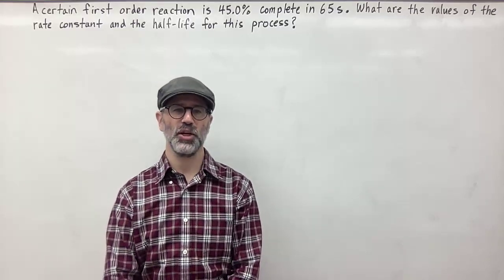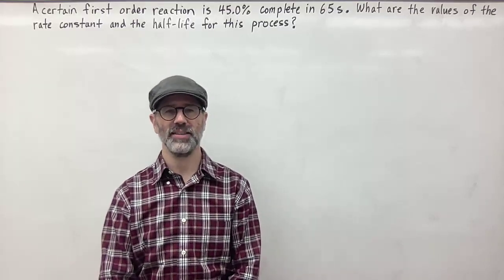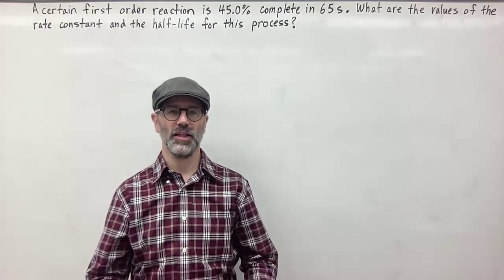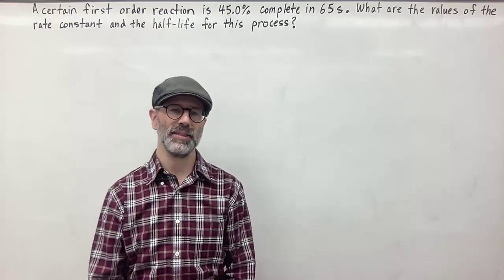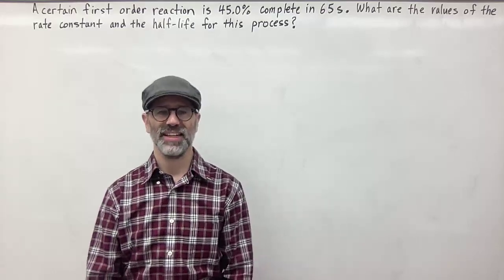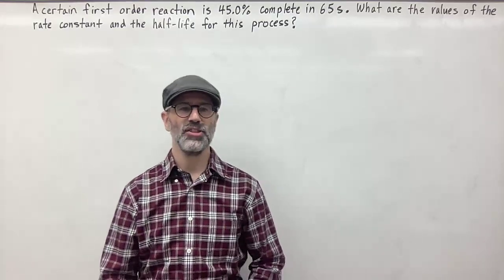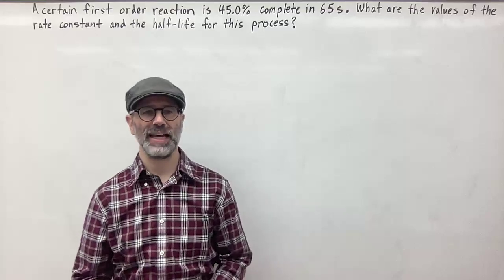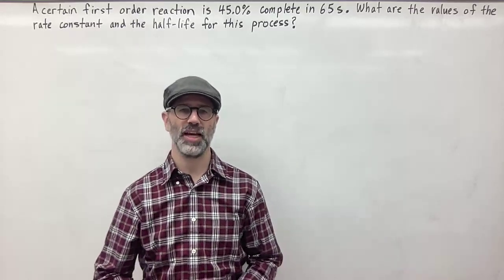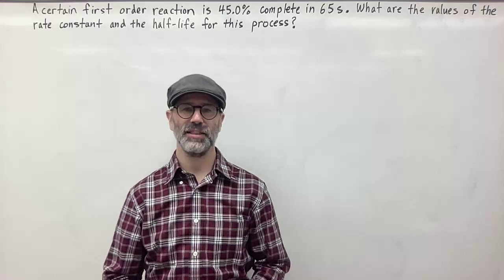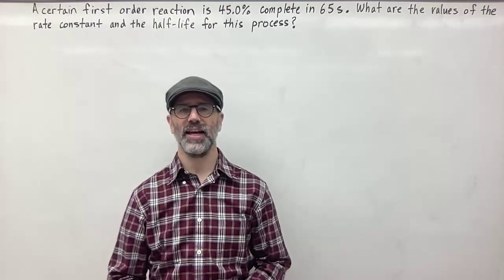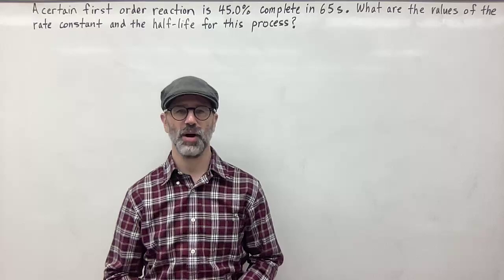My name is Mr. Cobalt, and in this video we're going to calculate the rate constant and half-life for a certain reaction when we're given the percent completion and the time it takes to reach that completion. Let's get into this. In this problem we're told a certain first order reaction is 45% complete in 65 seconds. What are the values of the rate constant and the half-life for this process?